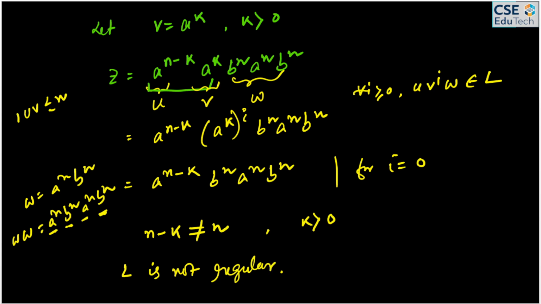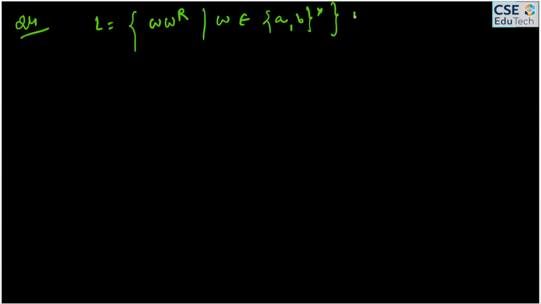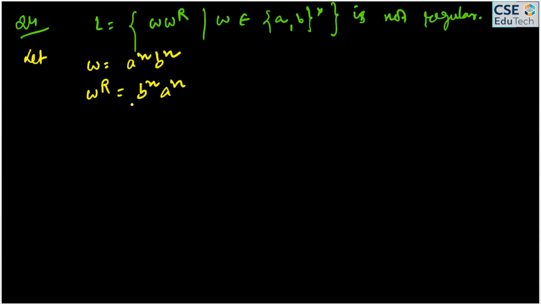Now we'll take another example. Suppose L is given as W W R, where R means reversal, and W belongs to (A, B) star, is not regular. So again, the same pattern we have to follow. Let W equal A to the power n, B to the power n. Then what will be W R? It will be B to the power n, A to the power n, the reversal of the string.